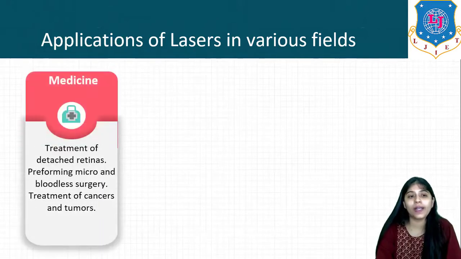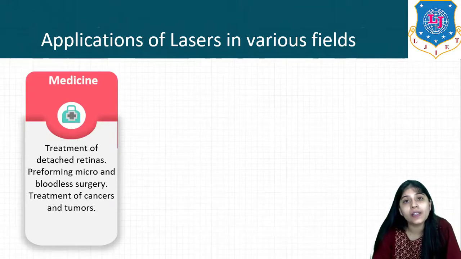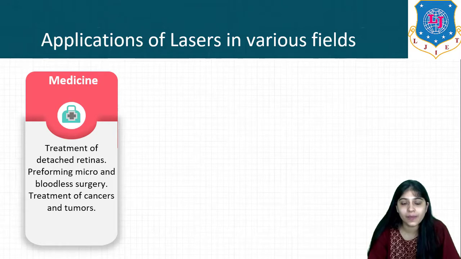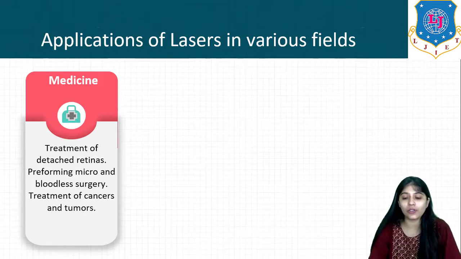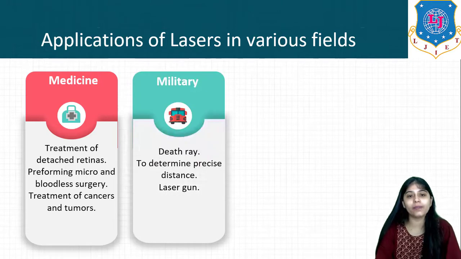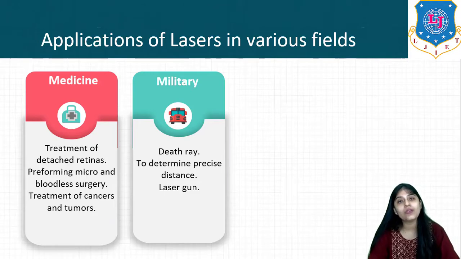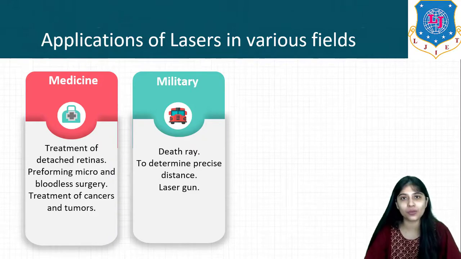So next we'll talk about medicine. In medical fields, laser is used for the treatment of detached retinas, for performing micro and bloodless surgery, for the treatment of cancer and tumors, and in case of military, laser is used as a death ray to determine precise distance, which we also call LIDAR, that is light detection and ranging, and laser gun, of course. Okay, so these four fields are the most general fields where laser is widely used.